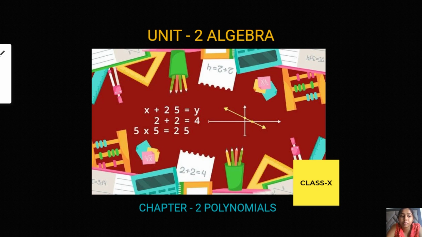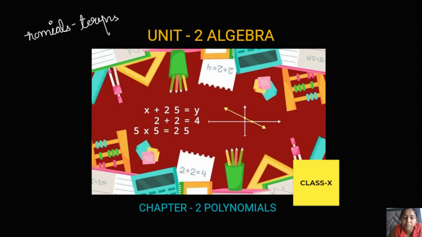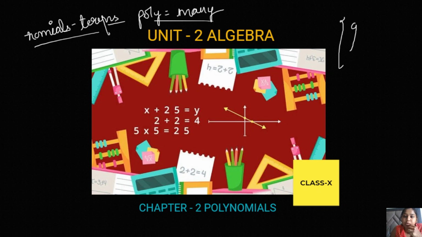So what is a polynomial? In class 9th, in my videos, I told you that nomials means terms and poly means many, right? It means a polynomial is something which is made up of many terms, more than two terms, which is known as the polynomials, right? In polynomials, you will study about some graphical aspect.